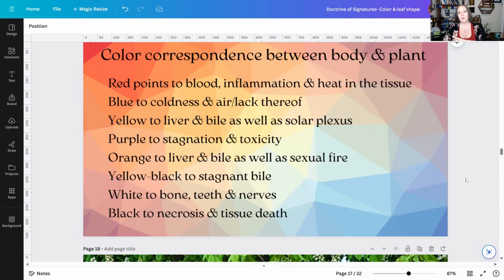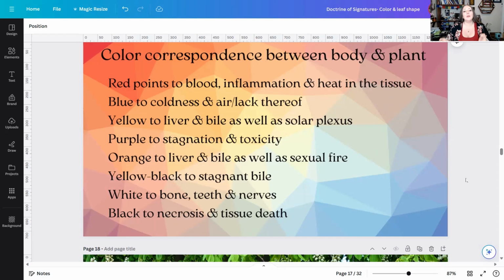So red would be pointing to blood, inflammation, and heat in the tissues. Blue, that would point to coldness and air or a lack thereof. Yellow points to liver and bile as well as the solar plexus. Purple would point to stagnation and toxicity. Orange would point to liver and bile as well as the sexual fire. Yellow-black points to stagnant bile remedy. White would be to bones, teeth, or the nerves. And black to necrosis or tissue death.